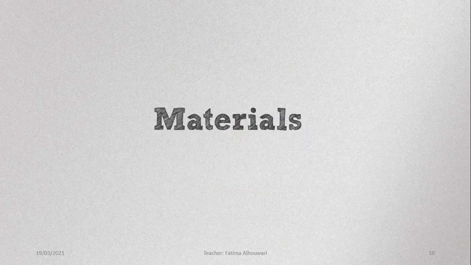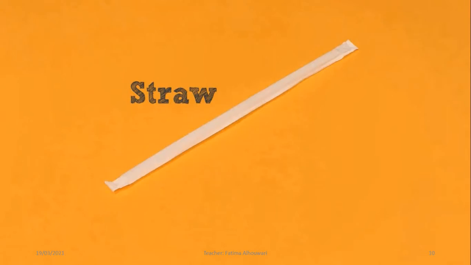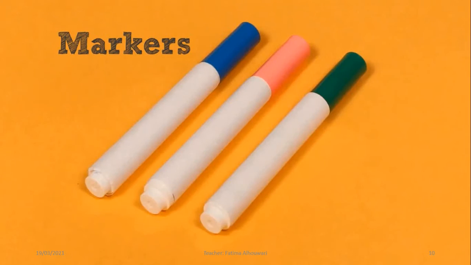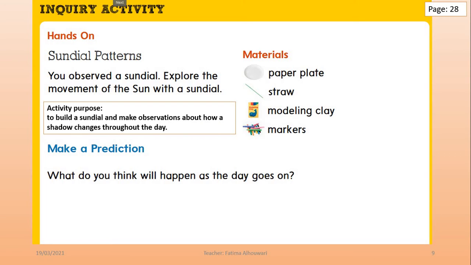To build this sundial, you need a plate, straw, clay, and markers. Your sundial will look like this. But before you begin, let's make a prediction. What do you think will happen as the day goes on? How will the shadow move? What do you think, grade 1? Think about it and write your own prediction in this space.